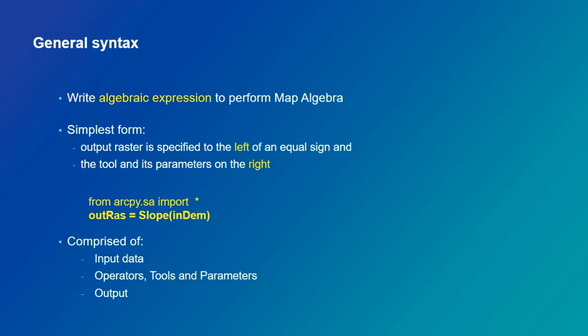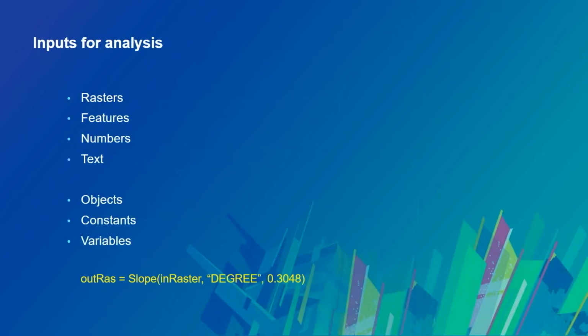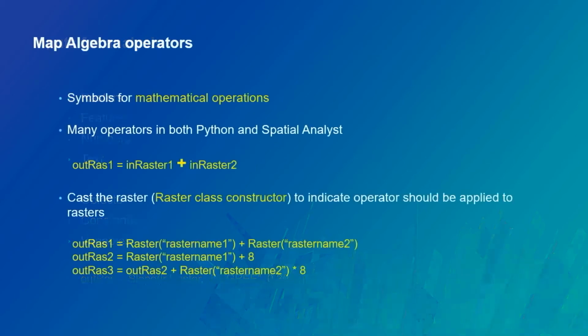So the form becomes like this, right? You have the output on the left-hand side, and you have your function and inputs going on the right, and it has your input data, operator, tool parameter, and output. Okay. And what are the inputs that you can use? Of course, raster, feature, number, text, constant, objects, variables. We all know that. Here is an example in this expression where this is the Slope tool, with raster, text, and number all coming in as inputs to your data set, right?